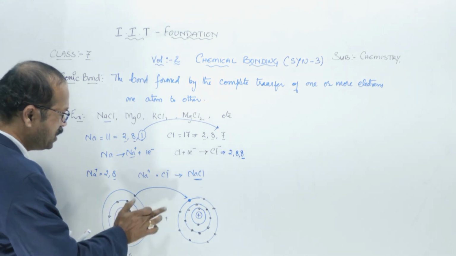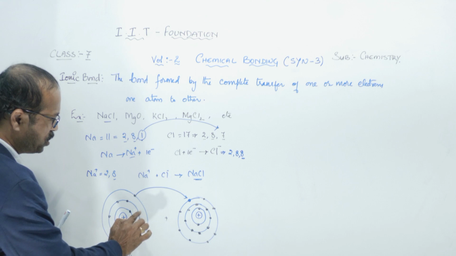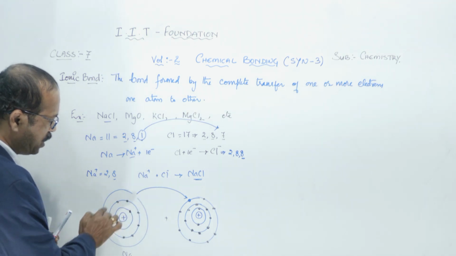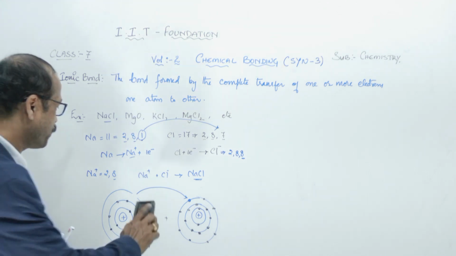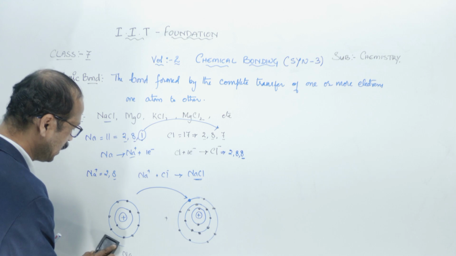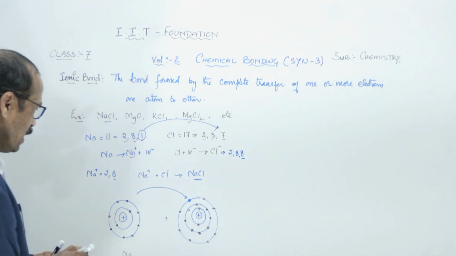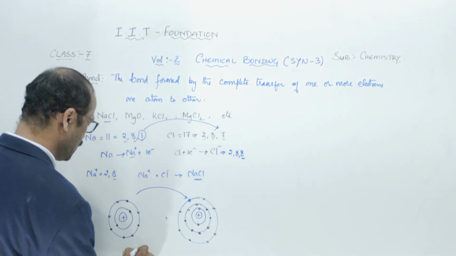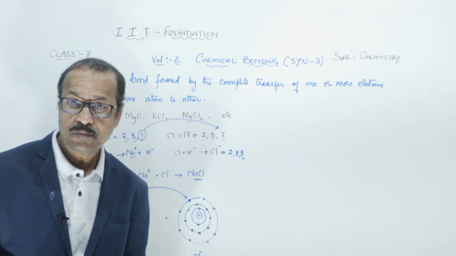Now when sodium loses one electron, you need not draw this shell anymore. Now this becomes the outermost shell. If this electron is lost, how many electrons are there? 8 electrons. So this also becomes stable. Clear? So this is Na plus, and this is Cl minus.